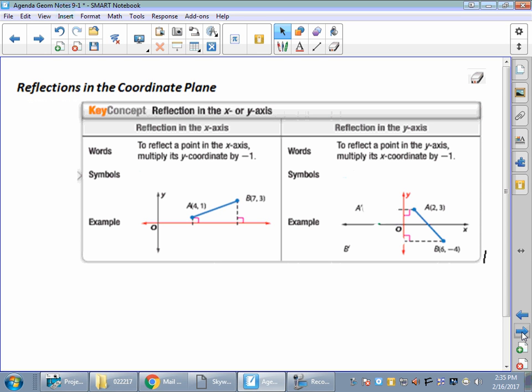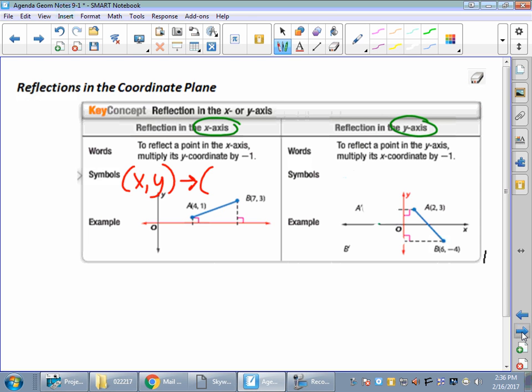So let's talk about our rules for reflecting. We can do three things: reflect over the x-axis, reflect over the y-axis, or reflect over the line y equals x. So here's our x-axis, here's our y-axis. Under the reflection in the x-axis, to reflect a point in the x-axis, multiply its y-coordinate by -1. In other words, our ordered pair (x, y), if we reflect it, becomes x with a negative y value. Now we know if we multiply by -1, if it was already a negative, it becomes a positive.